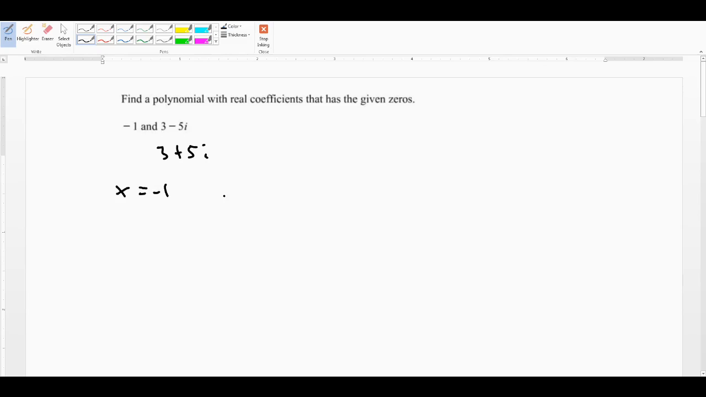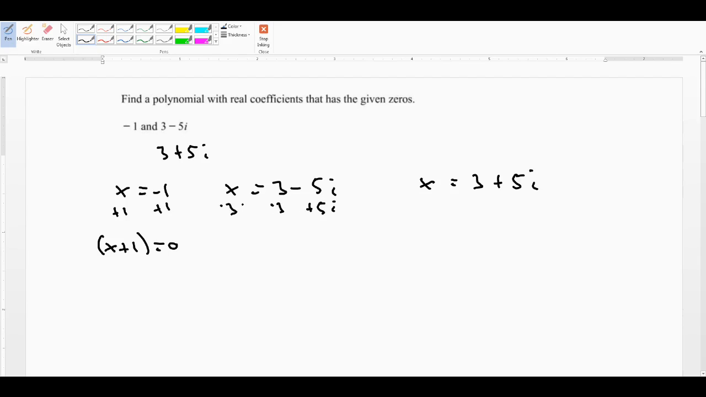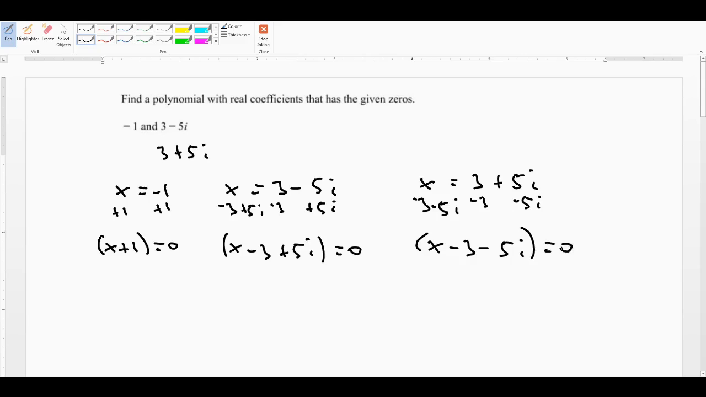And those three zeros are x equals -1, x equals 3 minus 5i, and x equals 3 plus 5i. Now what I want to do is find the factors. So what that means is I need to make these equations equal to 0. So I'm going to add 1 to make this equal to 0. Then I'm going to subtract 3, then add 5i to get 0 on one side here, which means I have x minus 3 plus 5i equals 0. And here I'm going to subtract 3, then subtract 5i, and I have x minus 3 minus 5i equals 0.